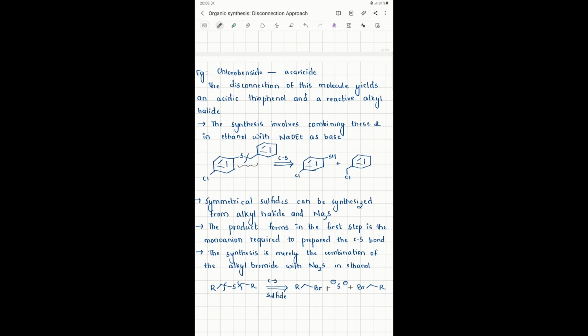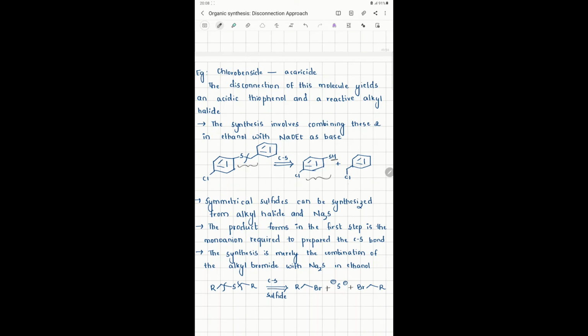So how do I do the cleavage? I will do a cleavage at this particular position, where I will cleave the C single bond S. I will get one system which is an acidic thiophenol system. The meaning of acidic thiophenol is that the proton can be cleaved out easily.